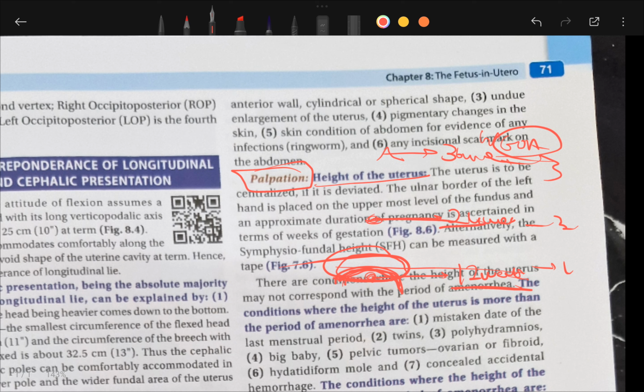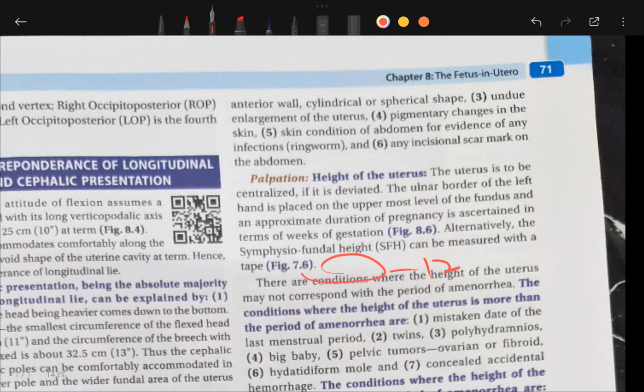If it's near the umbilicus, it's 24 weeks, and the xiphisternum is 36 weeks. After 36 weeks, because of the engagement of the head into the pelvic brim, the fundal height will decrease. So this is the pelvic brim at 12, then 24, 36, umbilicus and xiphisternum. After 36, at 40 also, it will come down because of the engagement of the head into the pelvic brim. So the fundal height will decrease.